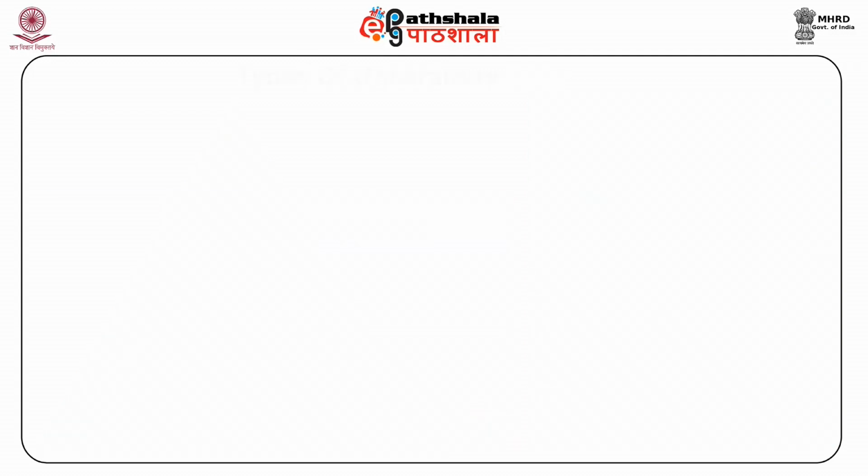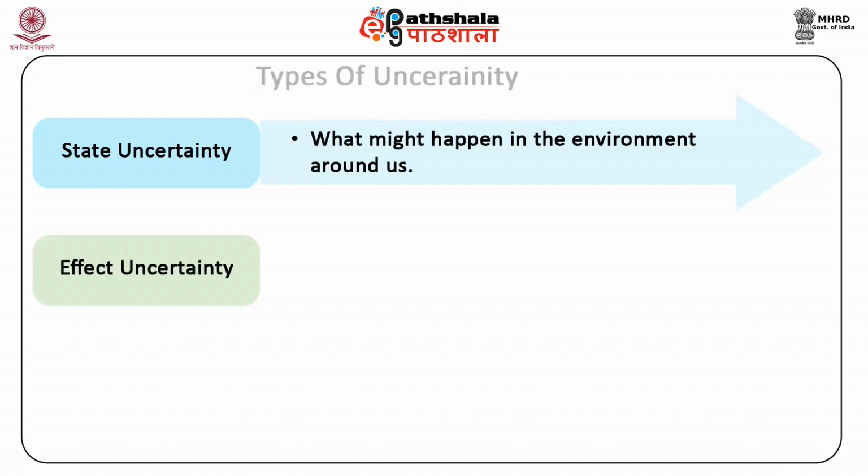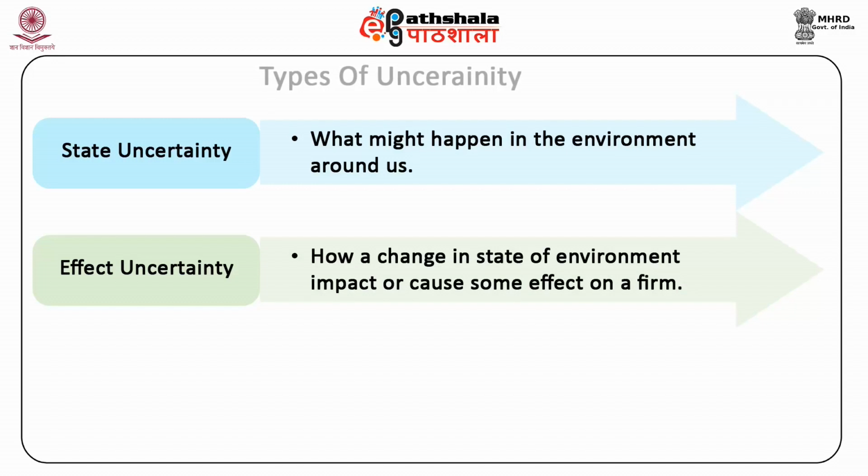The first one is the state uncertainty. This refers to what might happen in the environment around us. For example, if there is a sudden epidemic, there will be a change in the environment. The second is the effect uncertainty: how a change in the state of the environment impacts or causes some effect on a firm. Continuing with the above example, the spread of an epidemic in society will adversely affect an entertainment firm, whereas it will pose an opportunity to a pharmaceutical company.